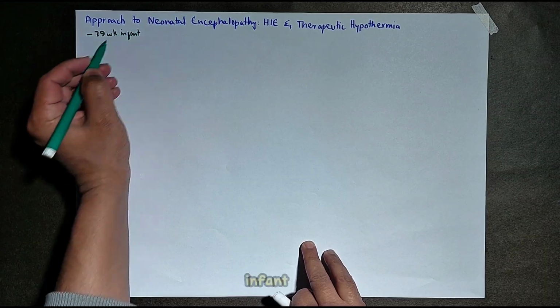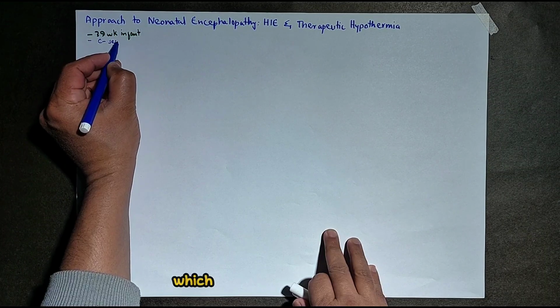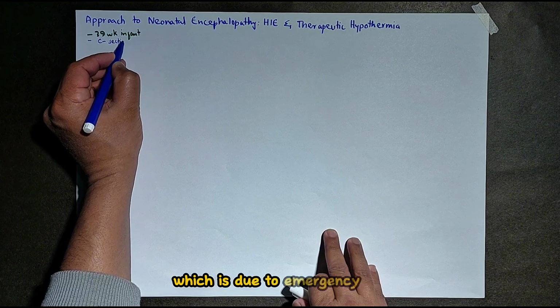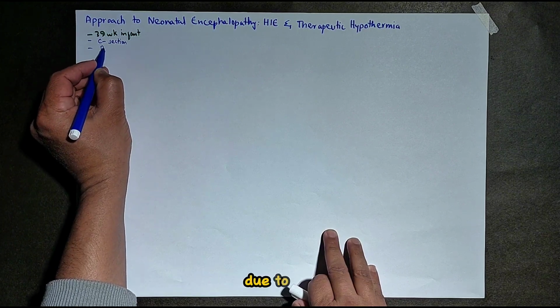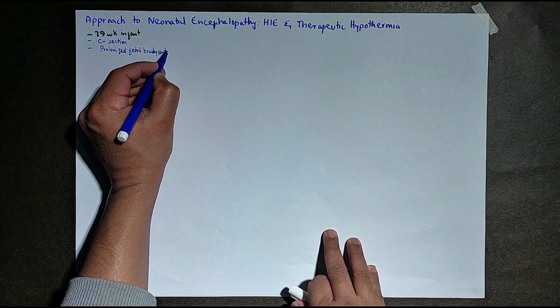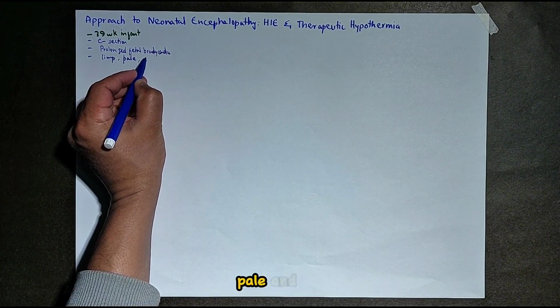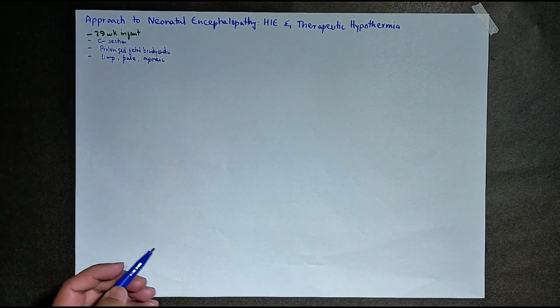The 39-week infant is delivered via emergency C section due to prolonged fetal bradycardia. The baby comes out limp, pale, and apneic. You start resuscitation. You intubate the child.